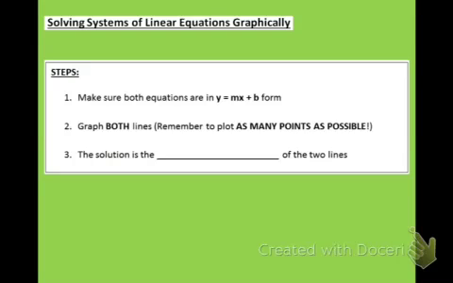So the first step in doing this is making sure both of your equations are in y equals mx plus b form. That lets you graph it because you have your slope and you have your y-intercept. You're going to graph both lines and plot as many points as you can here. The solution is the intersection of the two lines.